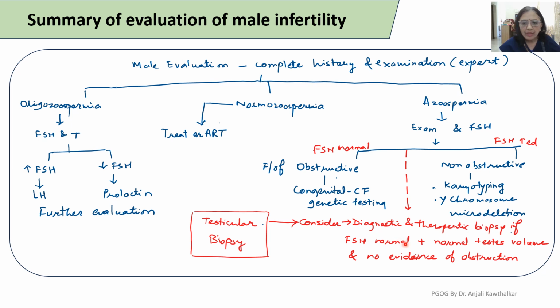In spite of having normal FSH and normal testis, there is no evidence of obstruction. Then that means it is neither coming to this part nor that part. This is a rare situation where we can proceed with testicular biopsy at a facility where sperm retrieval and cryopreservation are available.